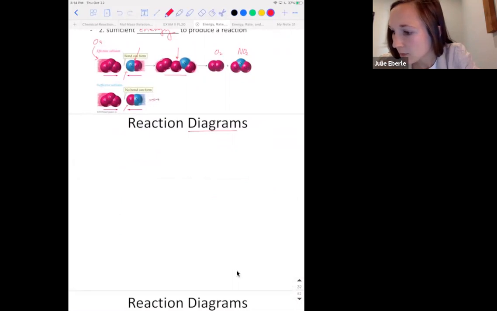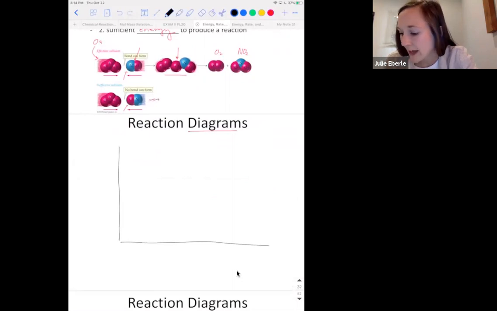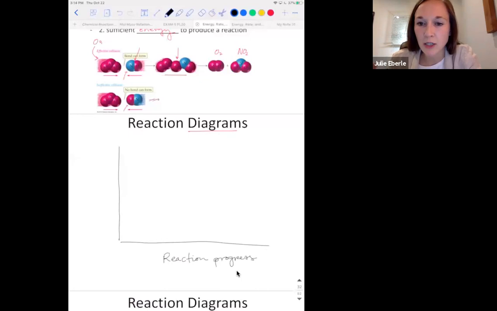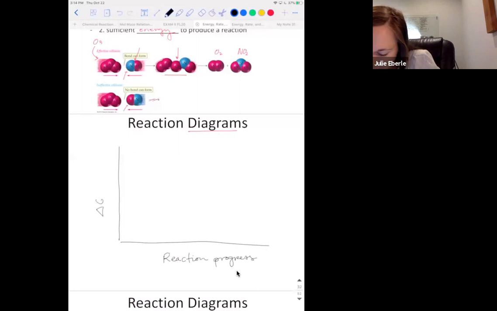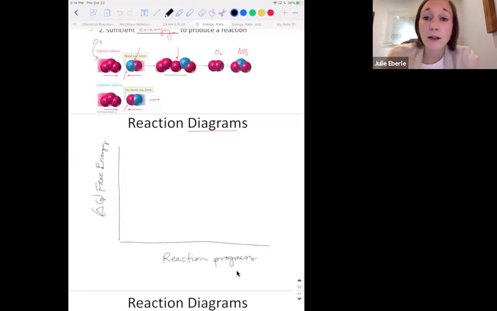I actually want to do this in black. So draw a little graph on your paper, X and Y axis. On the X axis, you're going to put reaction progress. As you go from left to right, the reaction is progressing from reactants to products. And on the Y axis, you're going to have delta G, or you're going to have free energy. Okay, so that is the change in energy as the reaction goes. So for every reaction diagram, you need to label your axes properly.